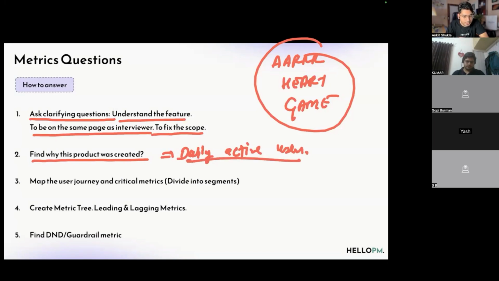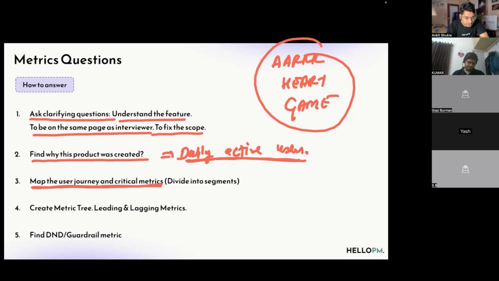The 24-hour story becomes a reason for people to come back to WhatsApp and then keep on spending time on it every day. Okay. Then map the user journey and critical metrics. Also, here understand that this should also be tied to the business goal. Right now, WhatsApp does not make money in multiple ways, but the more number of daily active users they have, more is their potential to make revenue.